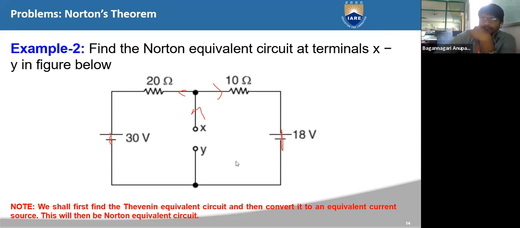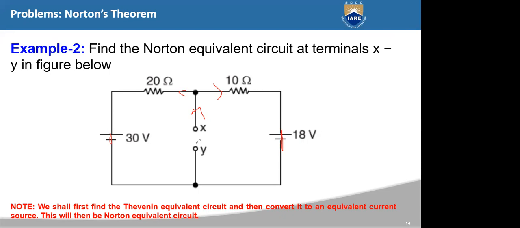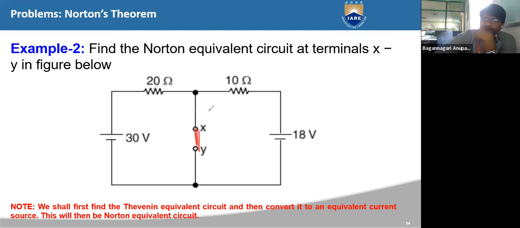What's the principal procedure for finding IN? What is IN actually? It is the short circuit current across the terminals XY, right? Yes or no? Sir, we can short the XY and then we can find the current through each branch and then add them. Yeah, whatever procedure you can follow, get me the value of IN.